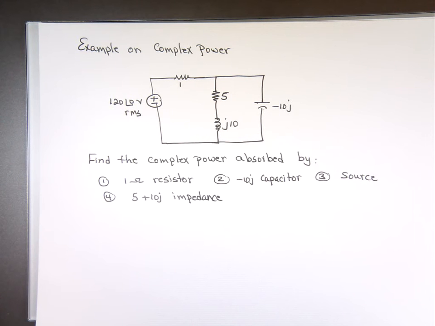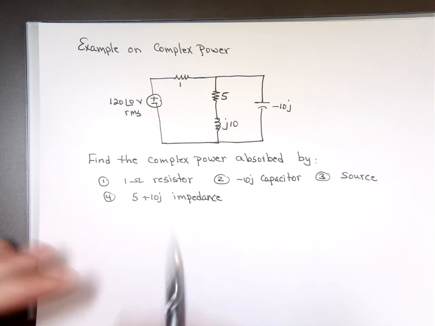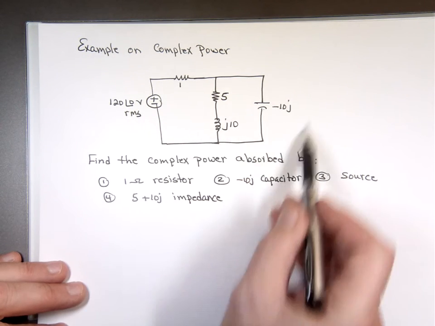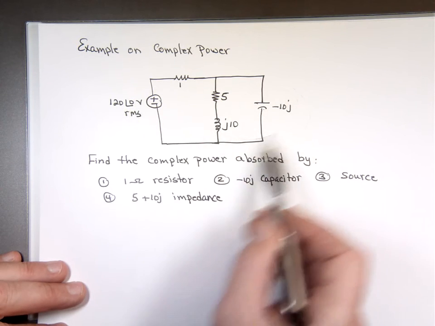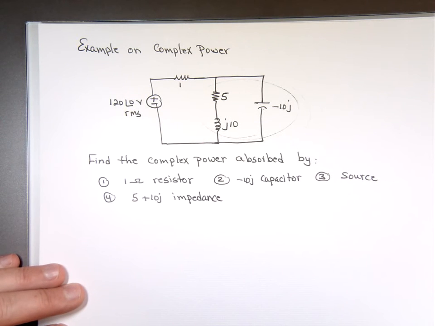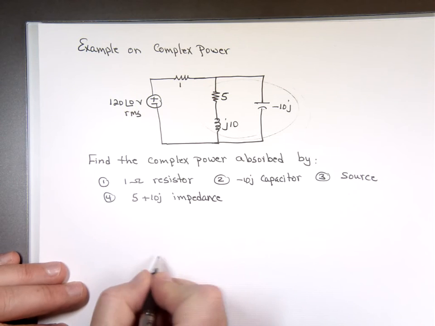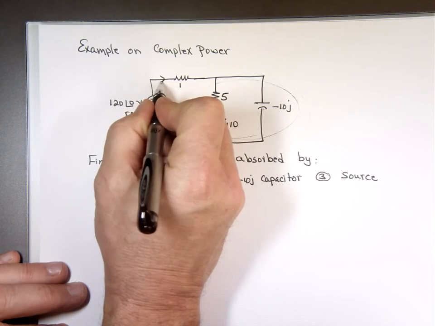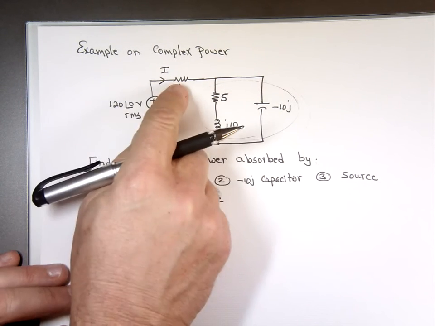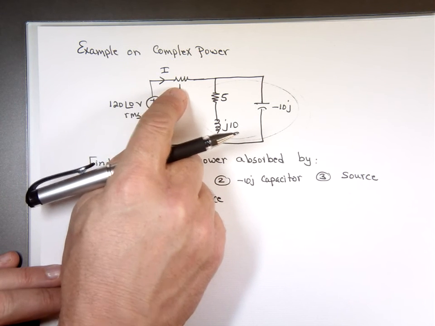What I could do right here is what I learned in the first chapter in Circuits 2, and that is combine these guys into one impedance if you want to. I can combine them. If I do that, I can find that current. I can tell you how much complex power is absorbed by this, how much was supplied by that.